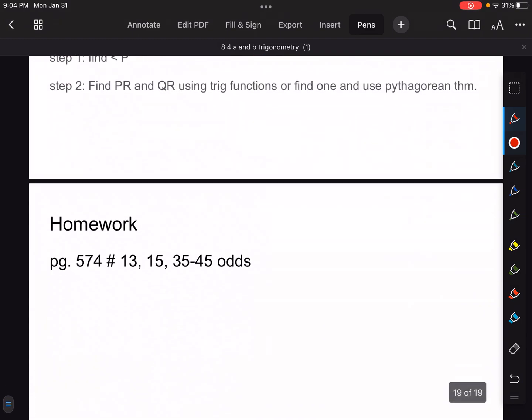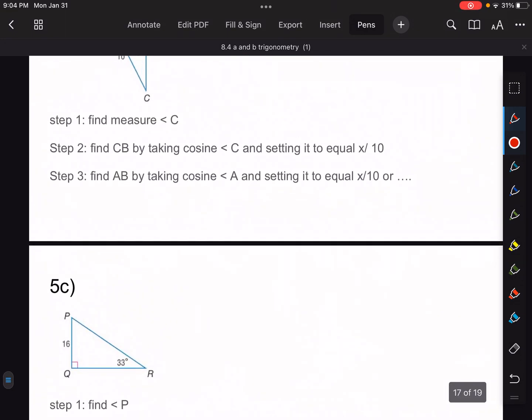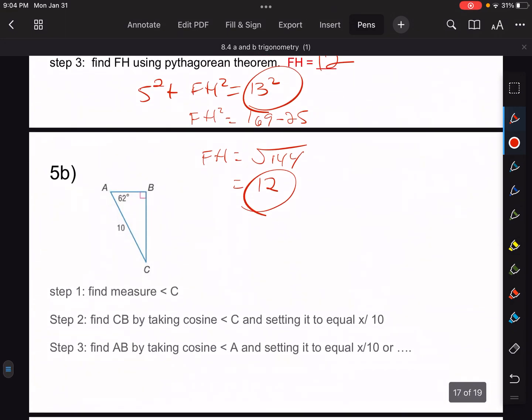Let's do a couple more here, and then we'll be done with the video. So here we go. 5B. It says find the measure. Basically what they want you to do on example 5 is solve the whole triangle. So if you know that this is 62 and you know this is 90, you can find C very easily. C is just going to be 90 minus 62, which is equal to, in this case, 28 degrees. So C is 28 degrees.